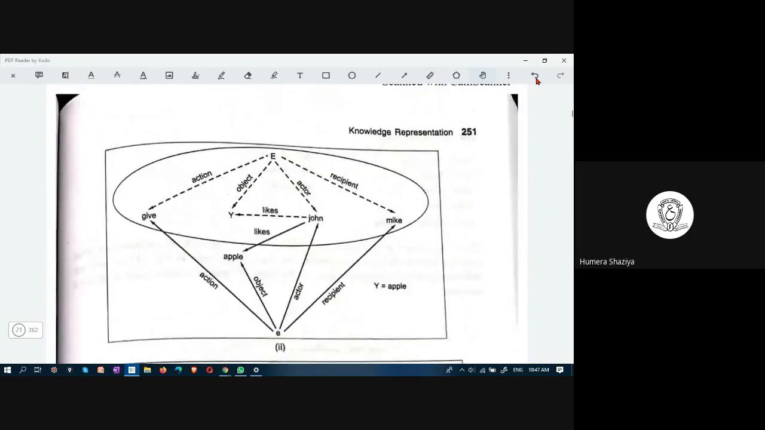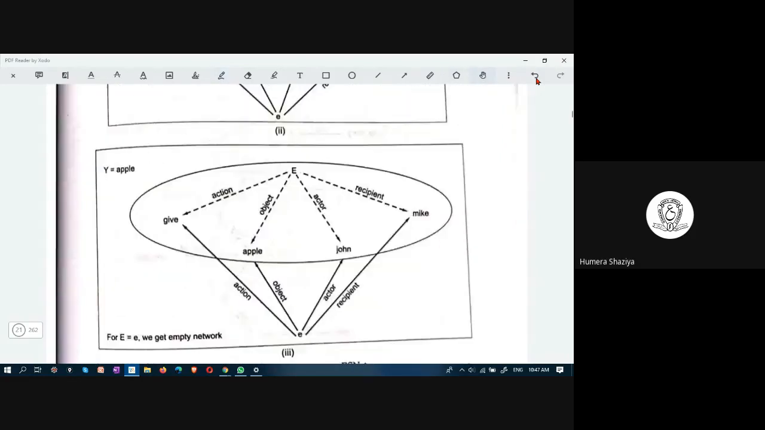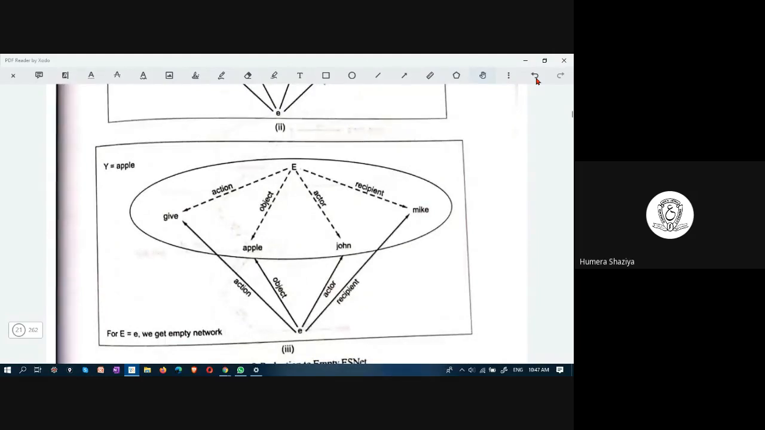Here we are, binding Y to apple, and then here Y is an apple. When we do that, and for E equal to E, we get an empty network. You see here, capital E, small e.